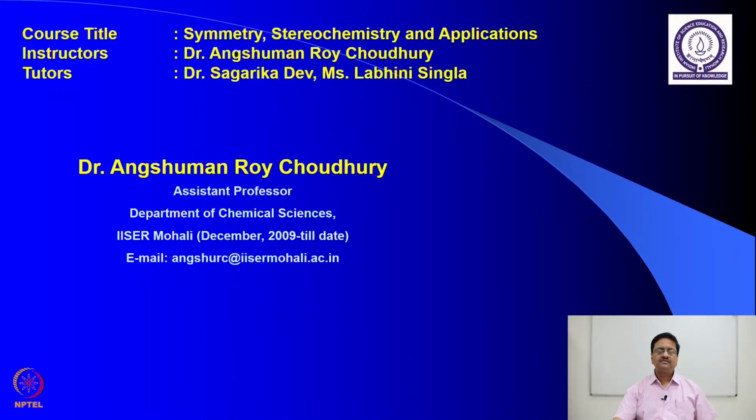Welcome back to the course entitled Symmetry, Stereochemistry and Applications. In the previous lecture, we were discussing various organic rearrangement reactions, and in that we discussed the Hofmann rearrangement reaction, which is a reaction where you can treat an amide and convert it into a corresponding amine by shortening the chain by one carbon.